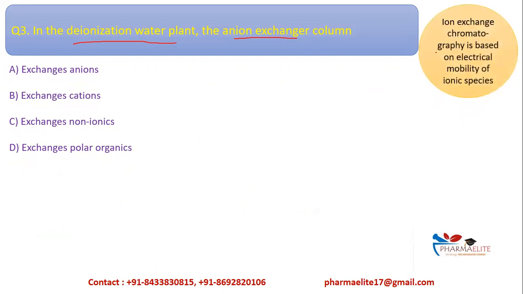Remember, ion exchange chromatography is based upon the electrical mobility of ionic species. Ion exchange means ions should be present. It cannot happen with non-ionic species. Therefore, this option is completely out of the picture.